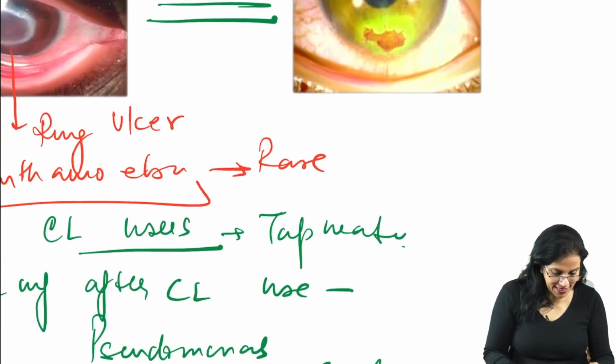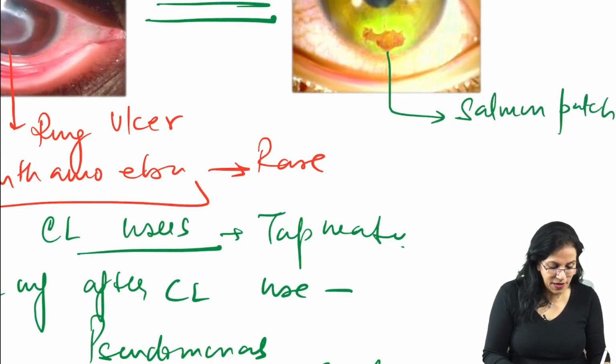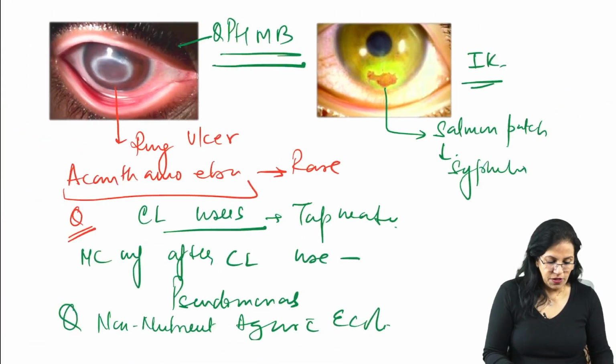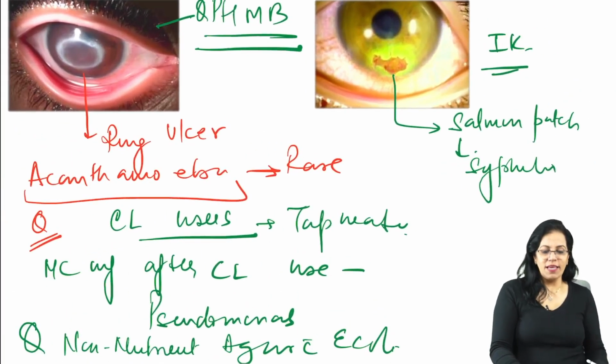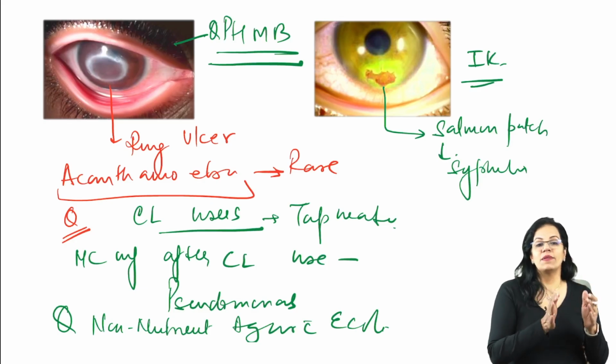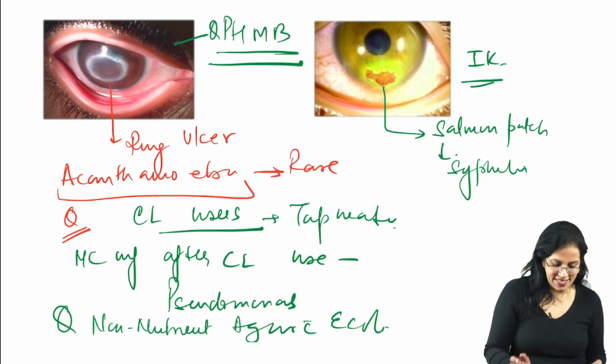Come to the next slide. This is showing you the salmon patch, which is a feature of syphilis. We are talking about interstitial keratitis. Interstitial means that only your stroma is involved, stromal keratitis, and the epithelium and endothelium are not involved. That is what interstitial keratitis is.